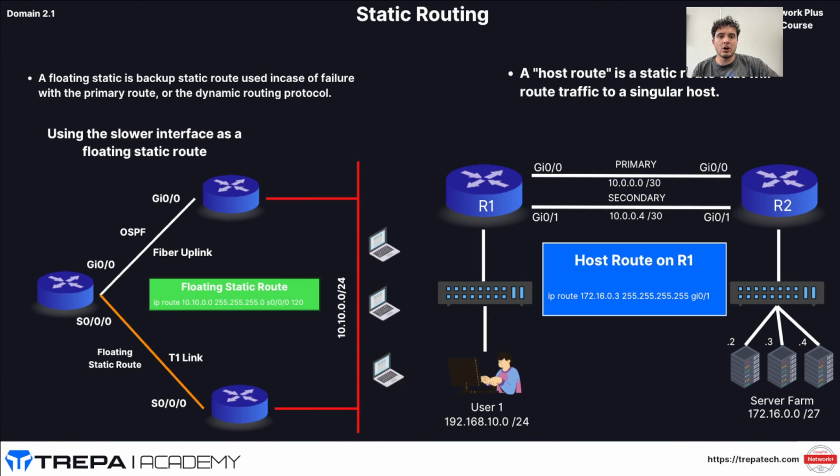We could also have a host route. So a host route is a static route that will route traffic to a singular host. So here in this environment, for all traffic, we use the primary. But when I want to specifically talk to server 2 over here, .3, I make a host route there that says, hey, but only when I talk from R1, when I get a packet destined to 172.16.0.3, use a secondary. So a host route.